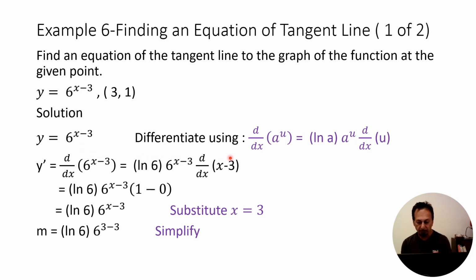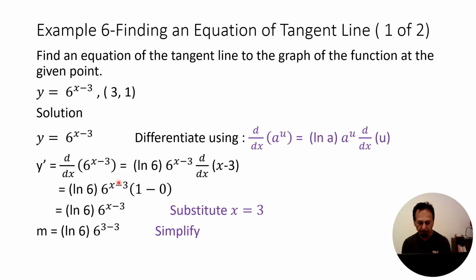So we differentiate using d over dx of a to the u, which is natural log of a times a to the u times d over dx of u. So y becomes y prime, and we have d over dx of 6 to the x minus 3. Using this formula, we write the natural log of a, but a is 6, so it becomes natural log of 6. And then we write the exponential, which is 6 to the x minus 3, and multiply by the derivative of the exponent x minus 3.